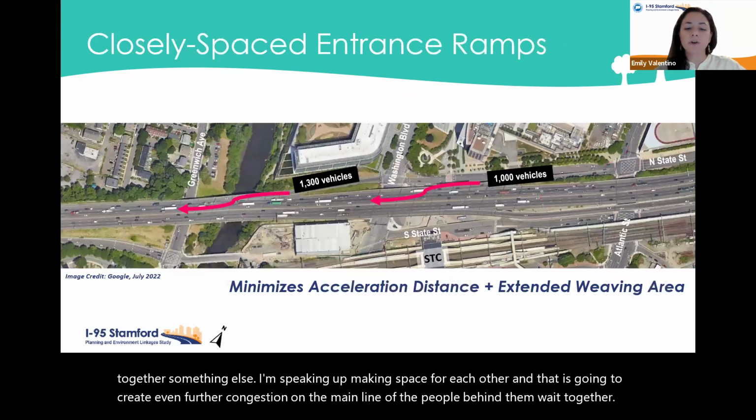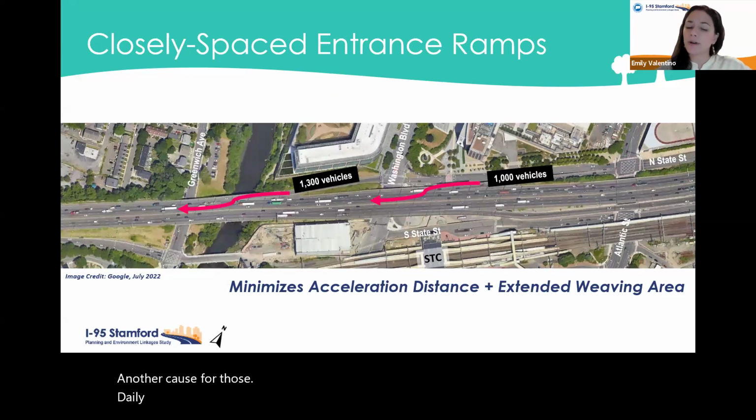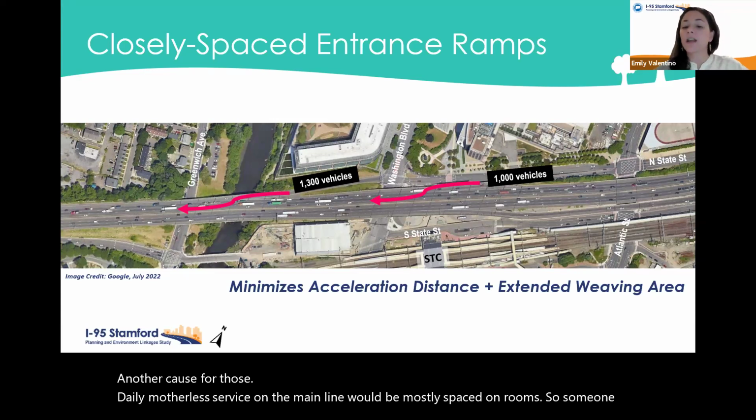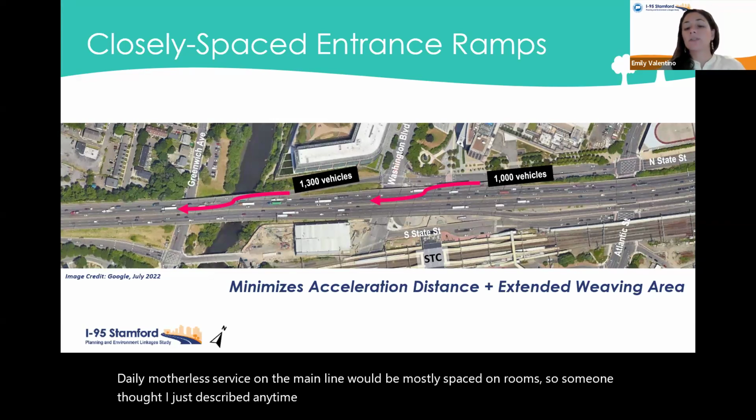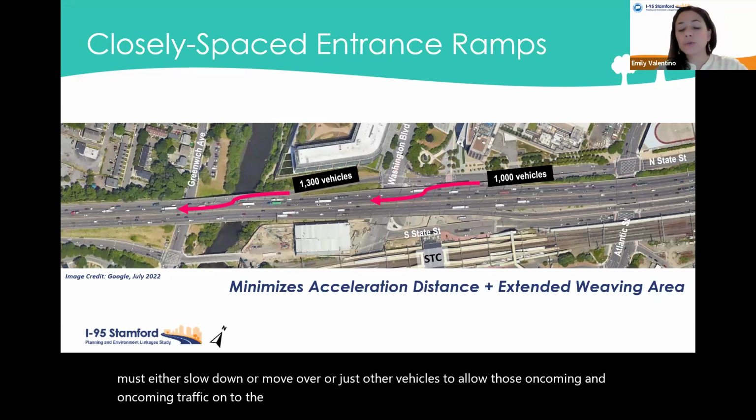Another cause for those failing levels of service on the main line would be closely spaced on-ramps. So similar to what I just described, anytime a vehicle is entering the highway, the vehicles on the main line must either slow down or move over, merge with other vehicles to allow that oncoming traffic onto the main line. When you put two very high volume ramps in close succession, these are only 900 feet apart, that just exacerbates the problem, causing further congestion.